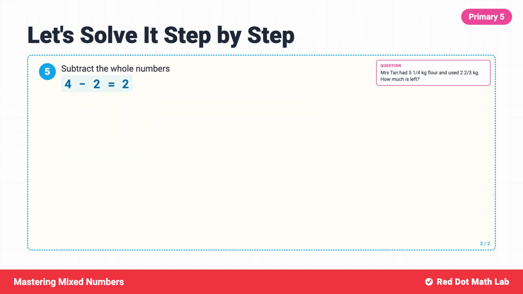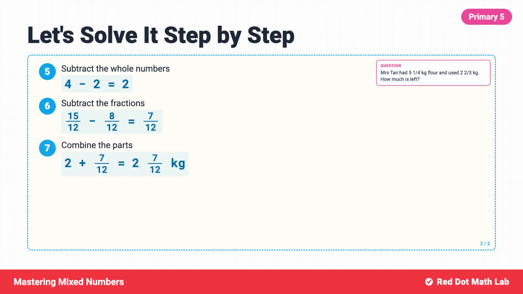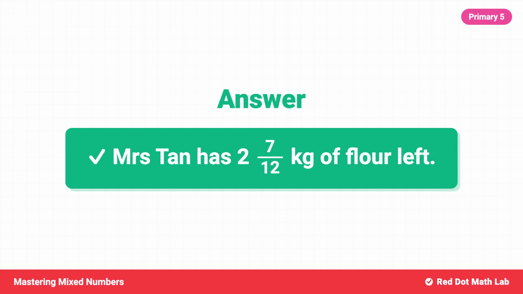Now we subtract the whole numbers. 4 minus 2 equals 2. Then we subtract the fractions. 15/12 minus 8/12 equals 7/12. Finally, we combine the parts. 2 7/12 kilograms. And 7/12 is already in its lowest terms. So Mrs. Tan has 2 7/12 kilograms of flour left.